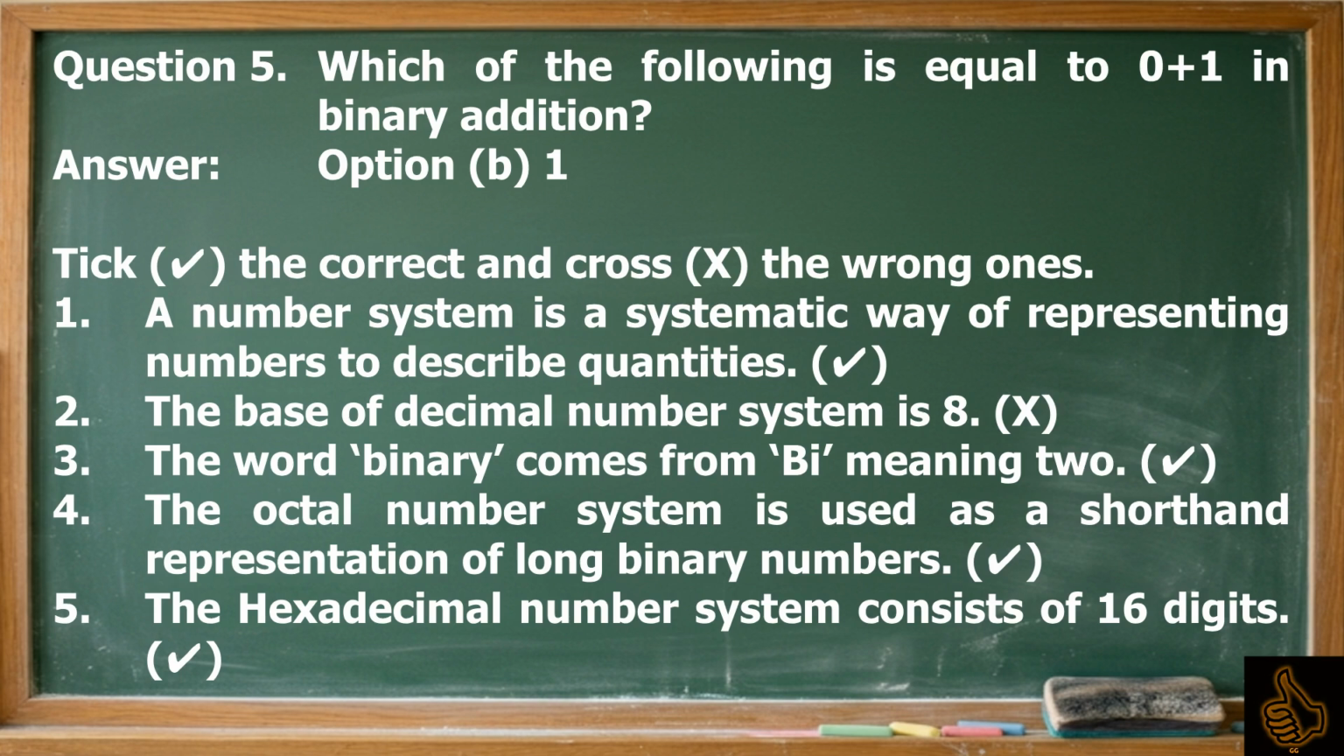Tick the correct and cross the wrong ones. A number system is a systematic way of representing numbers to describe quantities. Tick. The base of decimal number system is 8. Cross. The word binary comes from bi, meaning 2. Tick. The octal number system is used as a shorthand representation of long binary numbers. Tick. The hexadecimal number system consists of 16 digits. Tick.